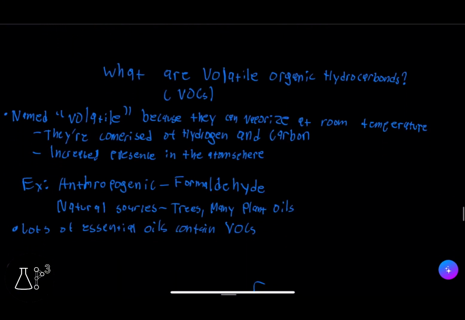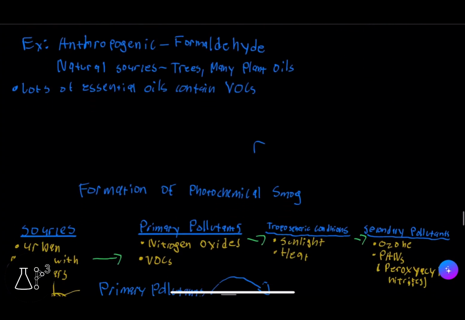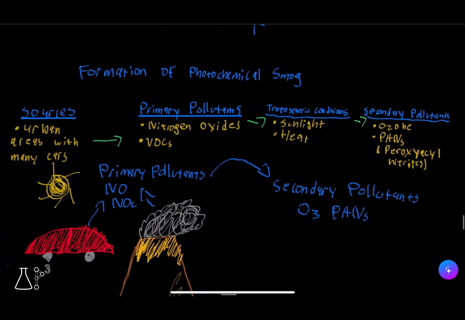So what are VOCs? Well, they're named volatile because they can be vaporized at room temperature. They're composed of hydrogen and carbon, and they increase their presence in the atmosphere. They could be anthropogenic, or they could come from natural sources such as trees and many plant oils. And lots of essential oils contain VOCs. Now we're going to talk about the formation of smog.